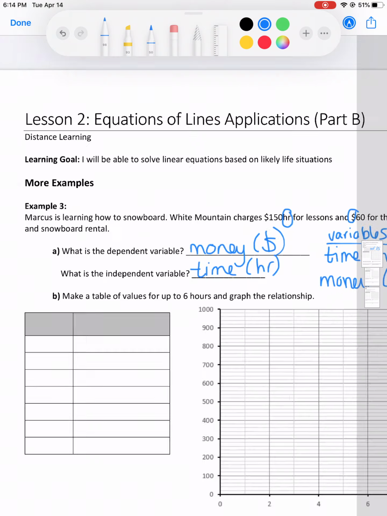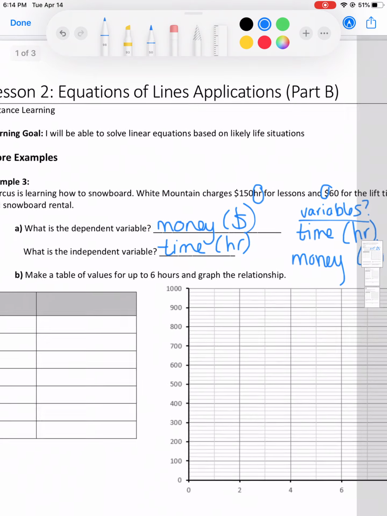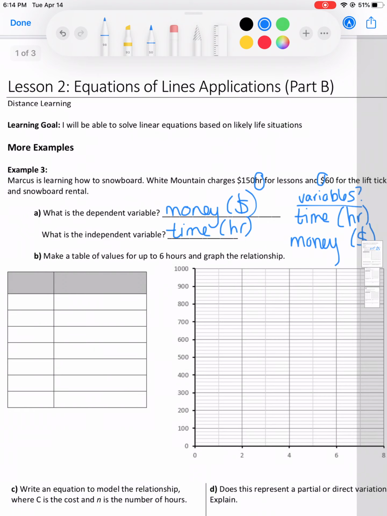Okay, so I know you could argue the other way, but this is just the way it's going to be. This just makes the most sense, and as I said, time is 99% of the time the independent variable.